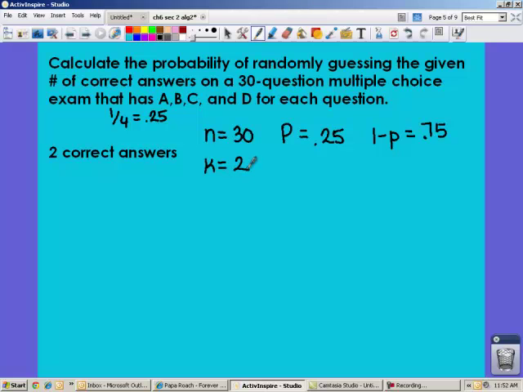So we set up our equation. We have the total combination of 2 of those, and then we have the probability of getting them right raised to 2, and then the failure. And you have to remember, you have to take the total minus the success, which would be 28. And when you calculate this out, you should get 0.00863. And I'm just going to stop there.